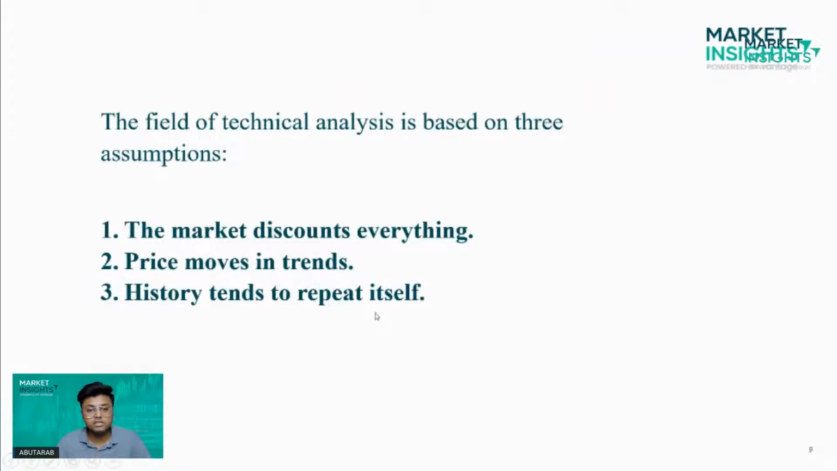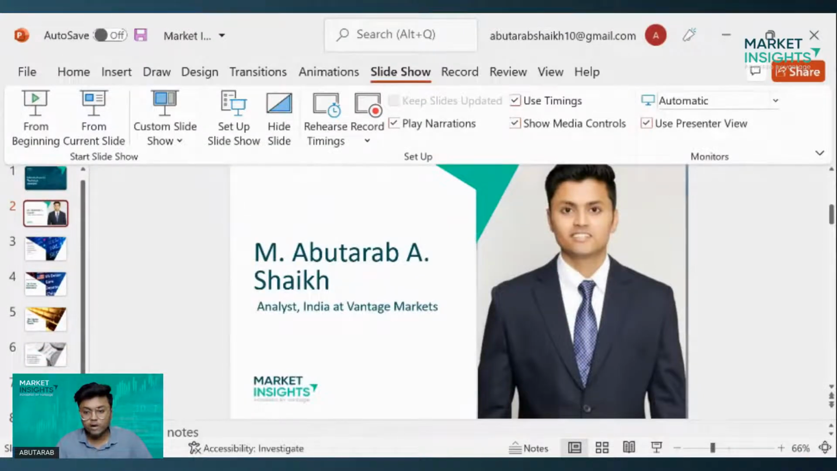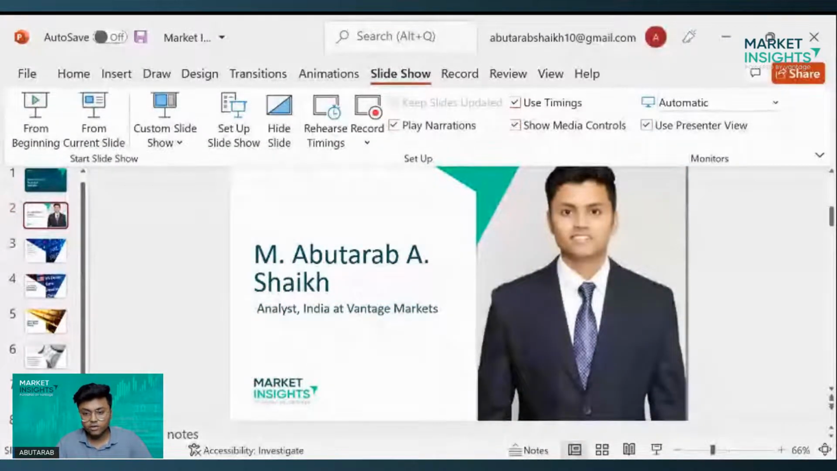This is very essential. The field of technical analysis is based on assumptions, and this is one of the essential assumptions that we are going to keep in mind while we are doing any form of technical analysis. Okay. So history tends to repeat itself. That was the last point. Now we are going to go back and start with our first topic, that is types of charts.